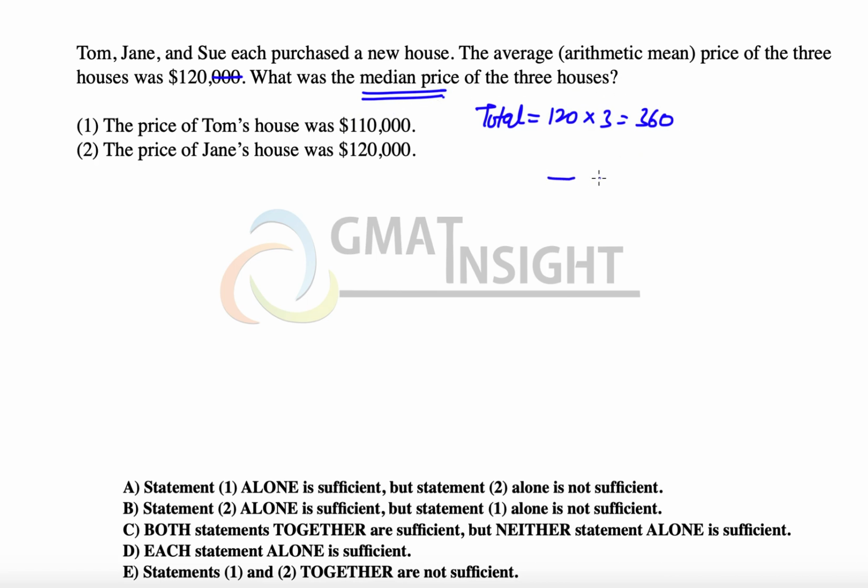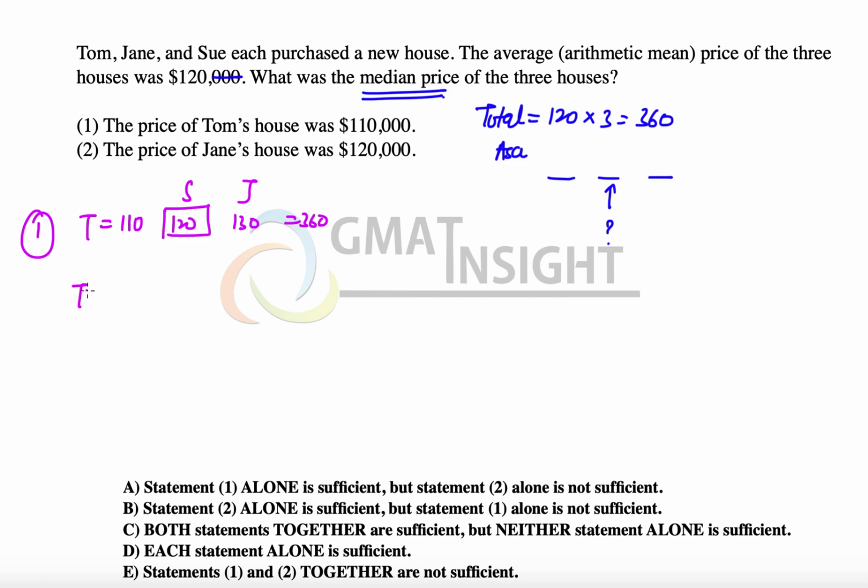We have to distribute this 360 into three parts in ascending order, and then we need to find the middle value. Let's check the first statement, which says that the price of Tom's house was $110,000. If Tom's house was 110,000, then for Sue and Jane, the price could be 120,000 and 130,000, so that the sum is equal to 360, in which case the median becomes 120.